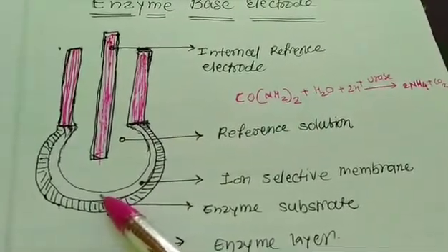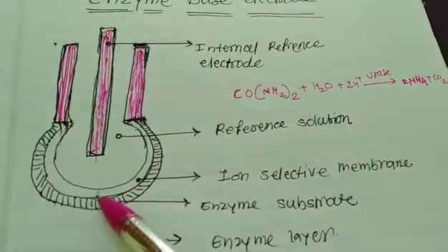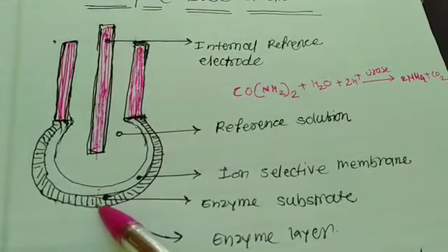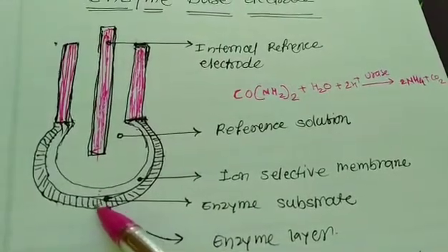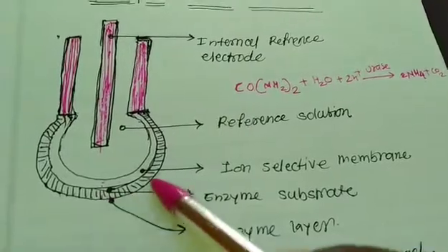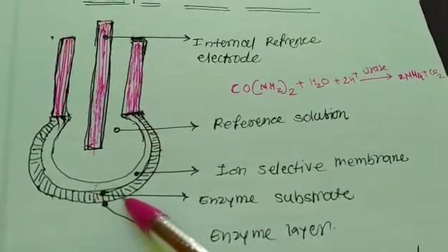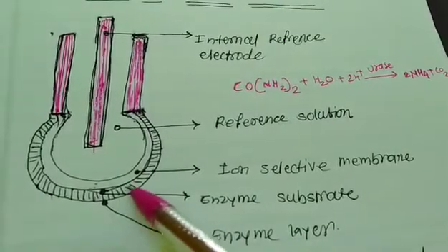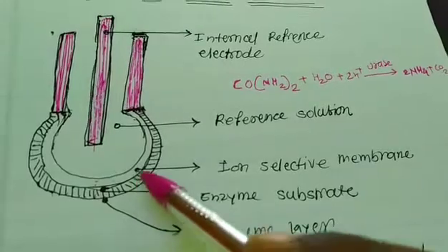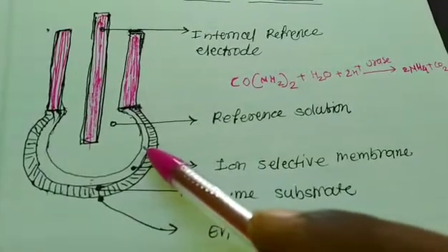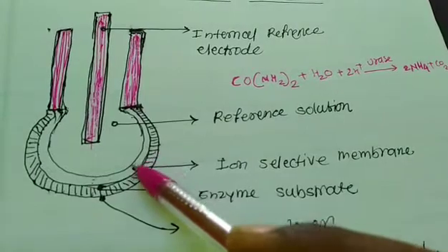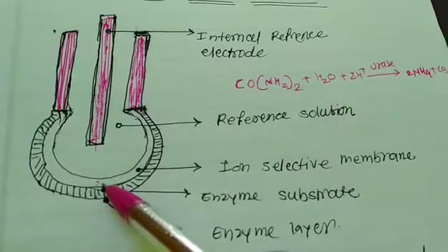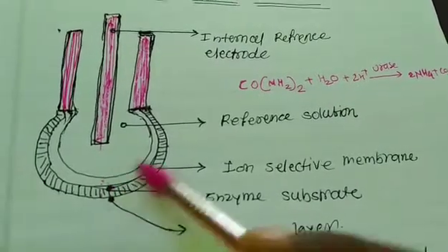The enzyme is incorporated or mixed with polyacrylamide gels. This is the polyacrylamide gel layer of enzymes. So we will coat the layer of enzyme polyacrylamide gel on the bulb of the ion selective electrode by using a thin cellophane film.